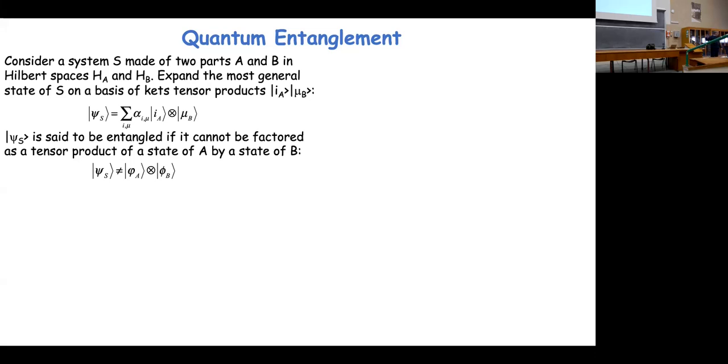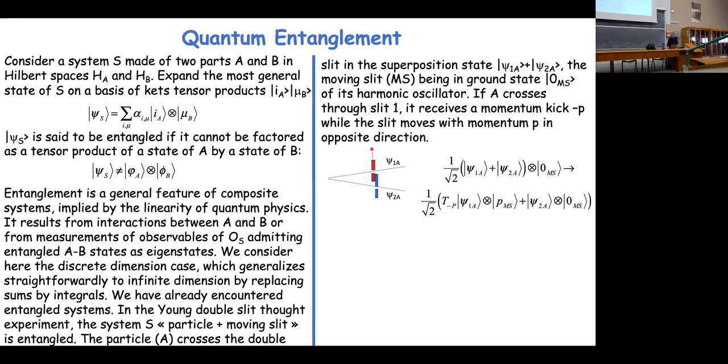superposition of these states. Now, the system is said to be entangled when you cannot factorize mathematically, when you cannot factorize this as a product of a quantum state of system A by a quantum state of system B. And I will give you a few examples.